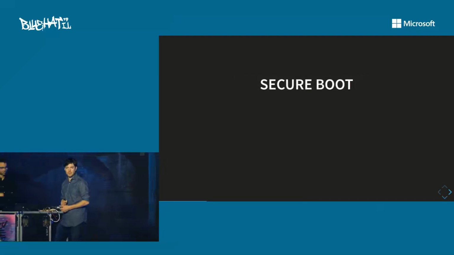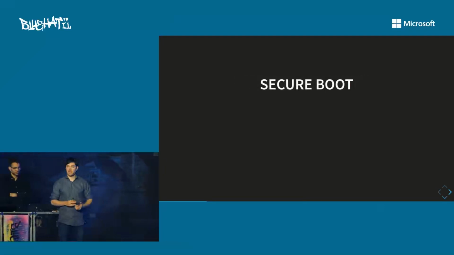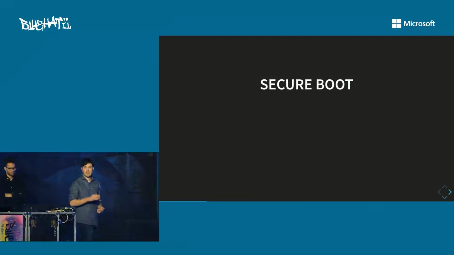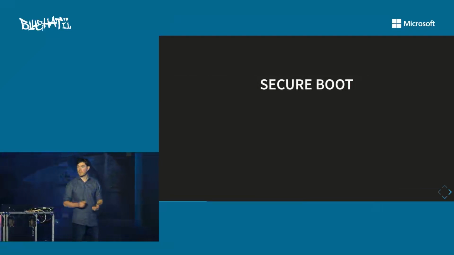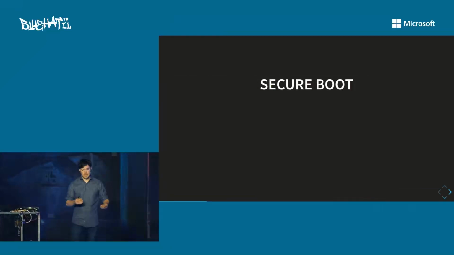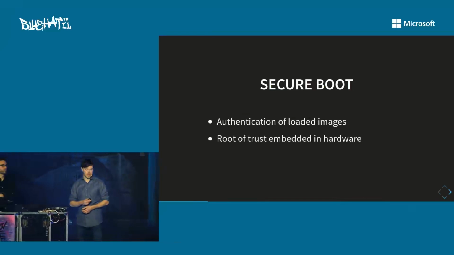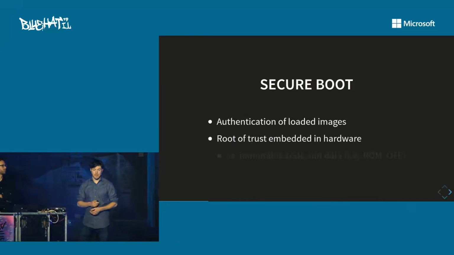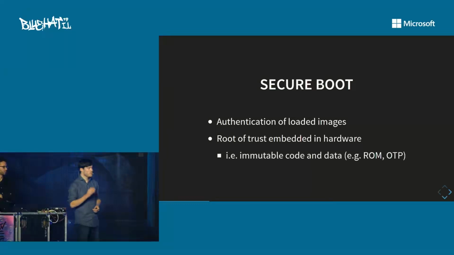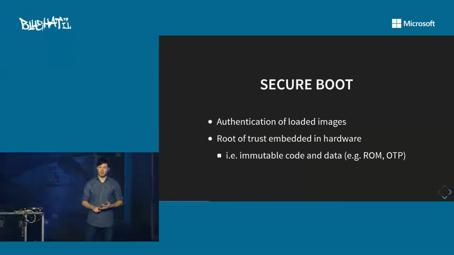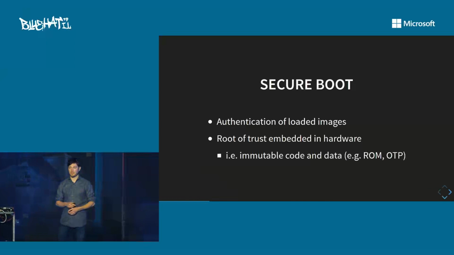So what is secure boot? Luckily today we already had an explanation from the CTS Labs guys on what secure boot is. But just to recap, it's basically the authentication of loaded images, and it has a root of trust embedded in hardware. And for us, that means that immutable code and data are stored in ROM and OTP, so one-time programmable memory.